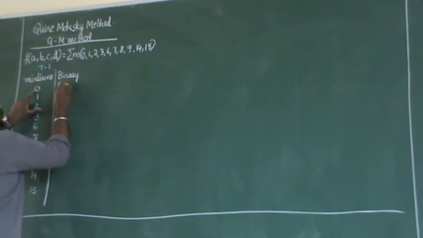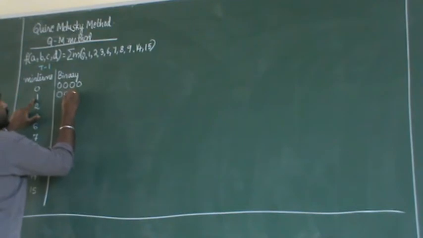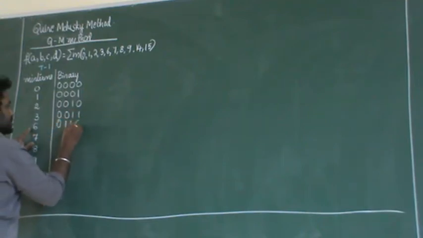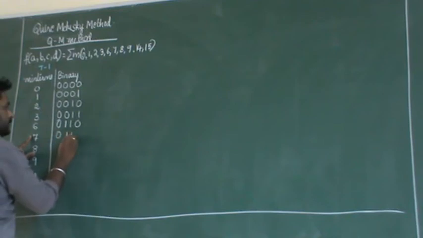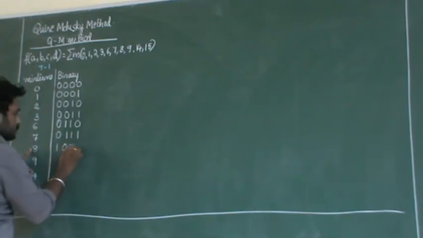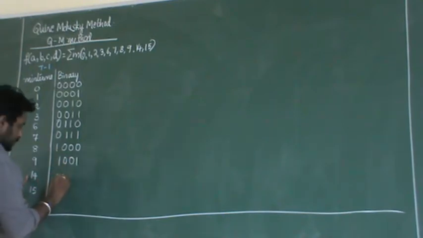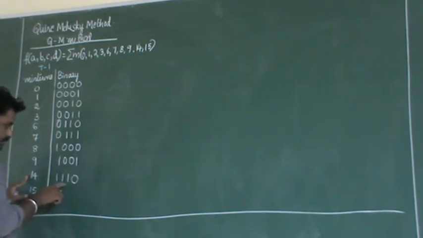That is 0000, next 0001, next 0010, 0011, 0110, 0111, 1000, 1001. Next is 14, right? 14 means 1110. Is it correct? 8 plus 4 is 12, 13, 14. Correct. And 15 is 1111.